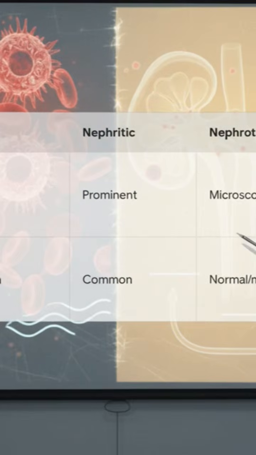Next up, blood and pressure. Remember our golden rule from earlier? Inflammation drives bleeding and pressure. So in nephritic syndrome, hematuria is prominent, and hypertension is super common because of that fluid retention. In stark contrast, our leaky nephrotic patient usually has absent or only microscopic hematuria, and their blood pressure? It might be completely normal or just mildly elevated. So at the bedside, the distinction is really crystal clear.